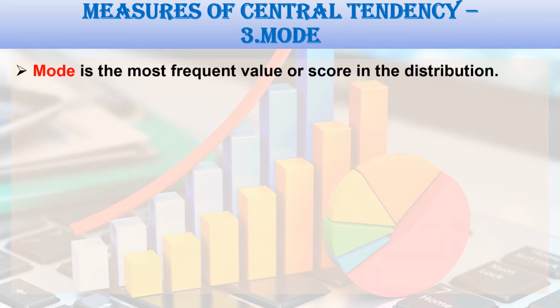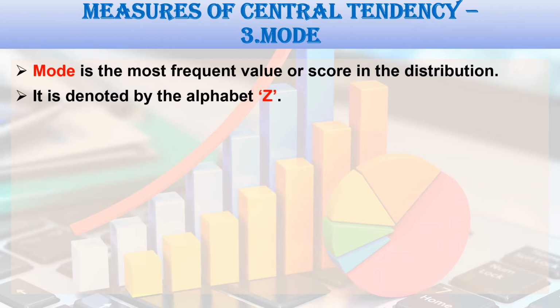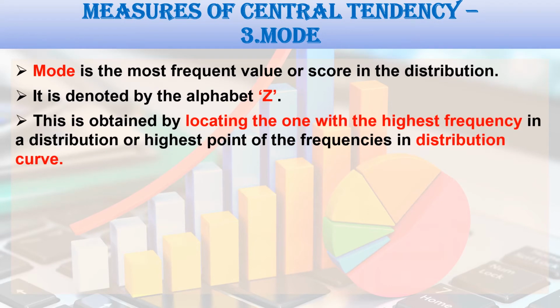Mode is the most frequent value or score in the distribution, which is denoted by the alphabet Z. This is obtained by locating the one with the highest frequency in a distribution, or the highest point of the frequencies in the distribution curve. In the sense, when we get data, we are supposed to see which value many samples belong to. That is what we call the highest frequency. Such data will be the mode of the particular series of data.